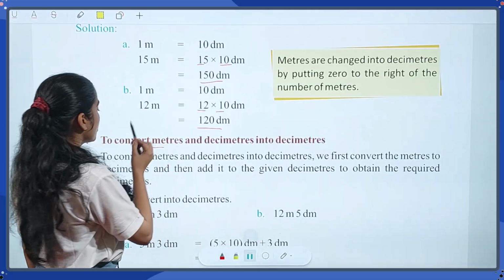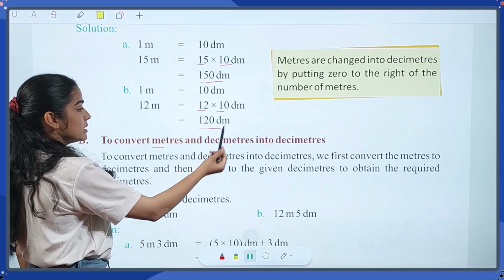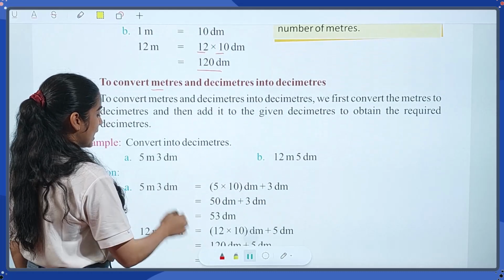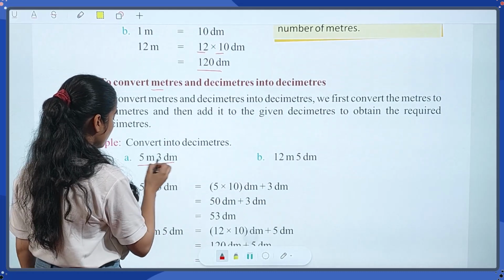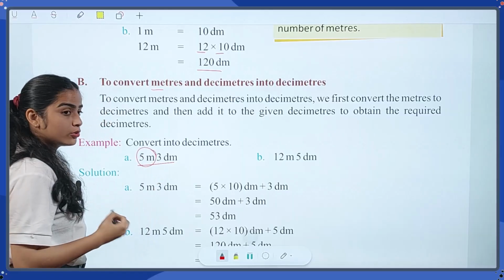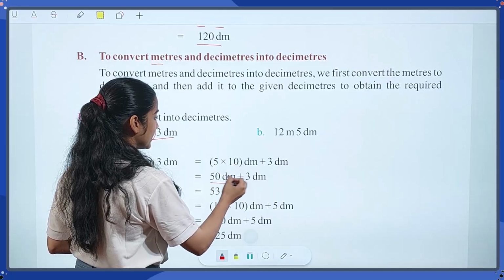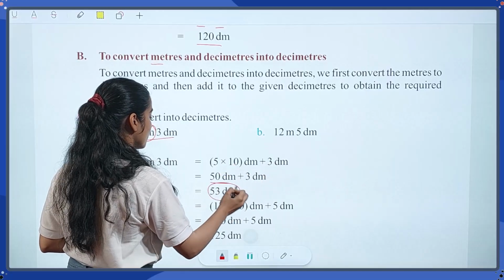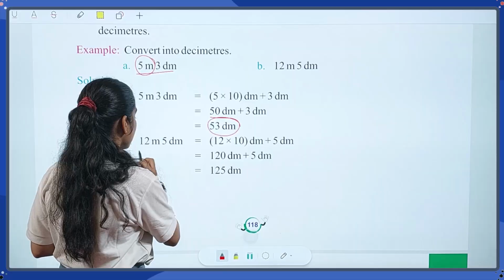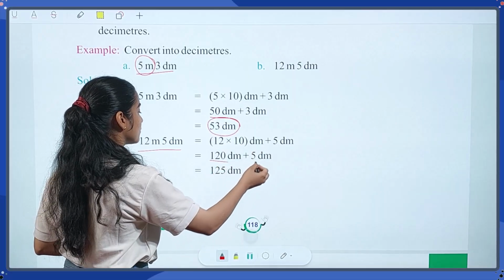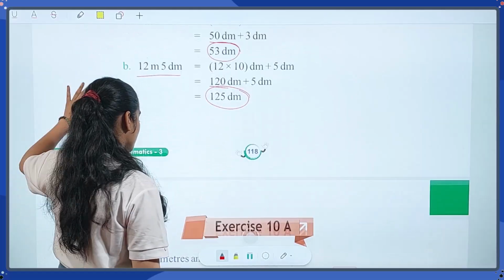Next, to convert meters and decimeters into decimeters. This is your question: 5 meters and 3 decimeters. First we have to convert 5 meters into decimeters, which is 50 decimeters. 5 multiplied by 10, and 3 decimeters, total 53 decimeters. Same for 12 meters 5 decimeters: 12 multiplied by 10 is 120 decimeters, plus 5, 125 decimeters.